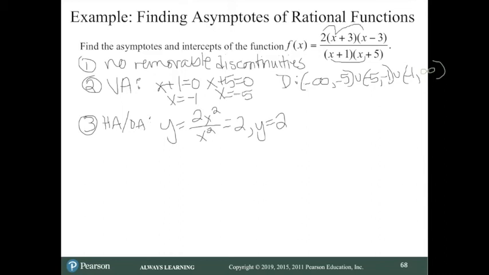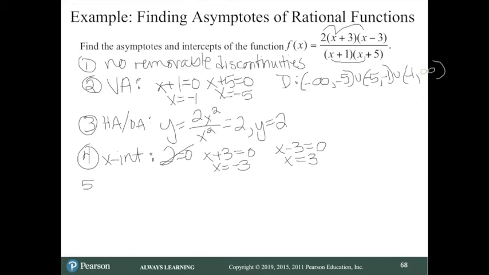Okay, and then we want our intercepts. So let's find our x-intercepts. For that, we set the numerator equal to 0. 2 equals 0, that never happens, so that's not going to give us a 0. x plus 3 equals 0 when x is -3. x minus 3 equals 0 when x is 3.